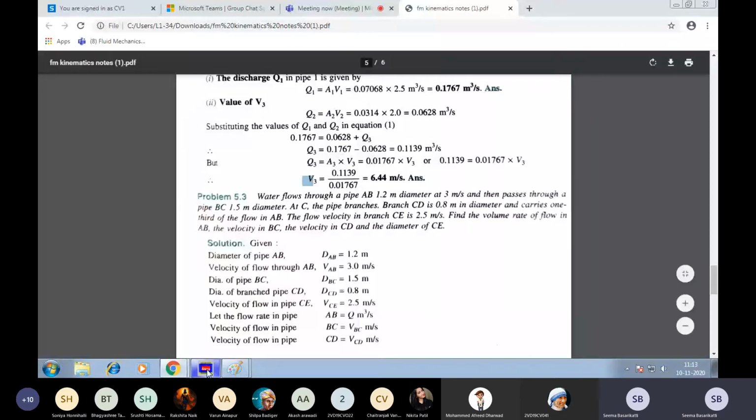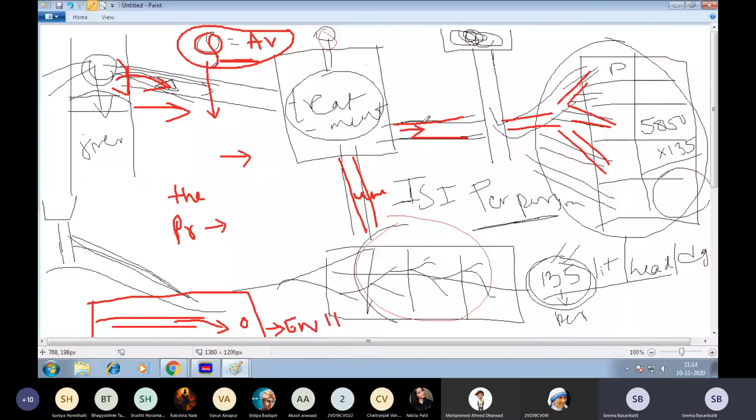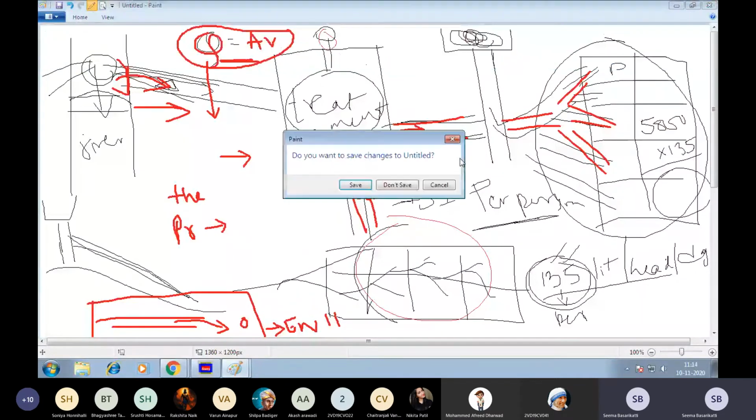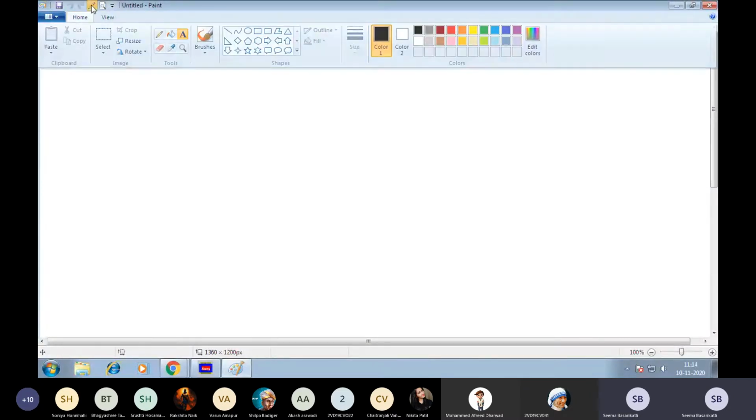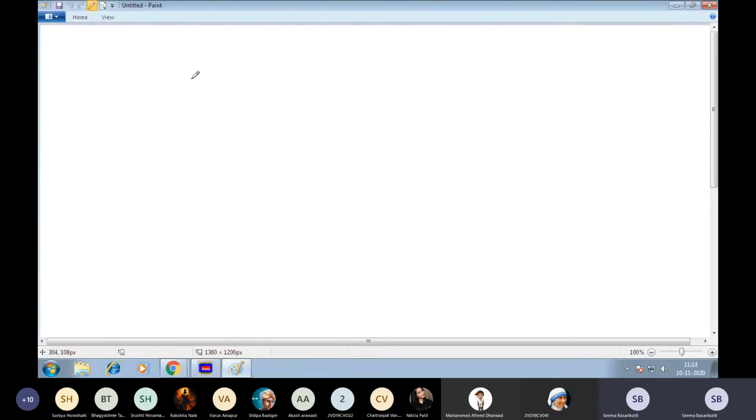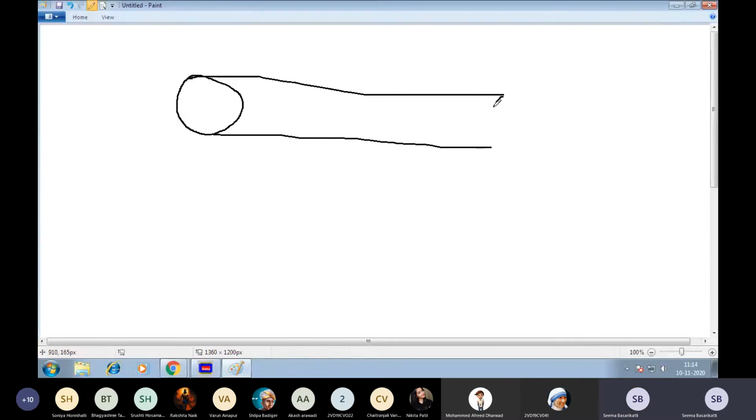If the velocity is very high, then what happens? It will scour all the particles with which it is in contact. So I will give a best example here: the example of a canal or a channel. Or let me take an example of a pipe itself, since we are discussing the pipe.